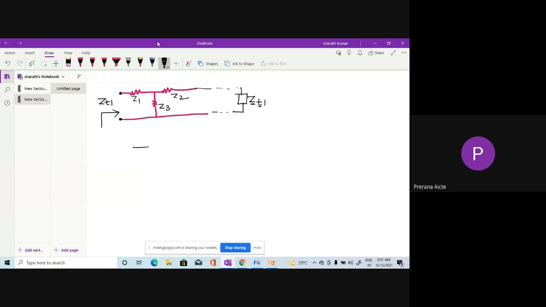I have an asymmetrical network with Z1, Z2, Z3. So connect a load at this port 1. The name of this load is ZT2, and you need to find the iterative impedance of this network, ZT2, from port 2. ZT2 here, ZT2 here, ZT1 here, ZT1 here.